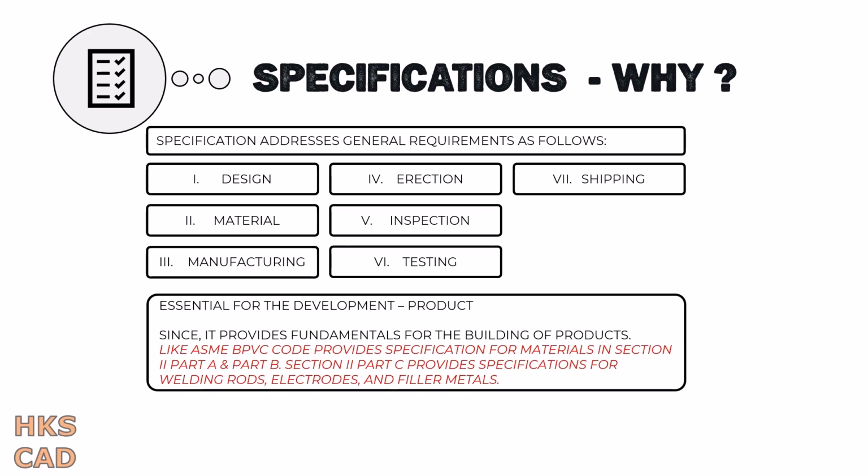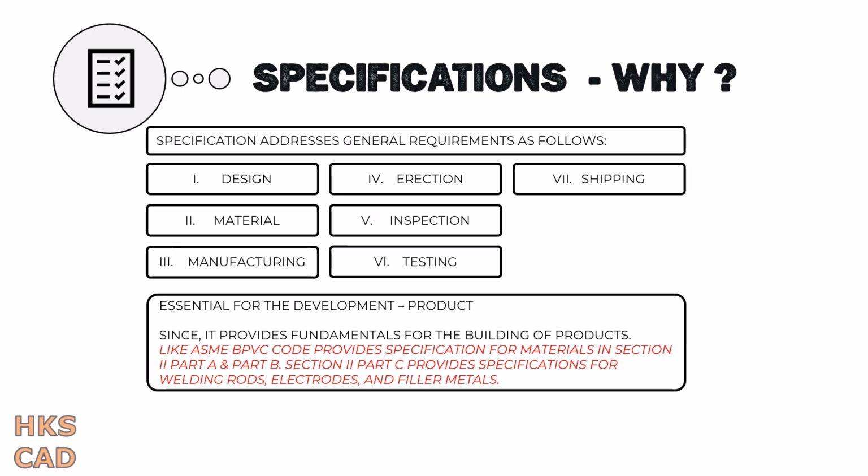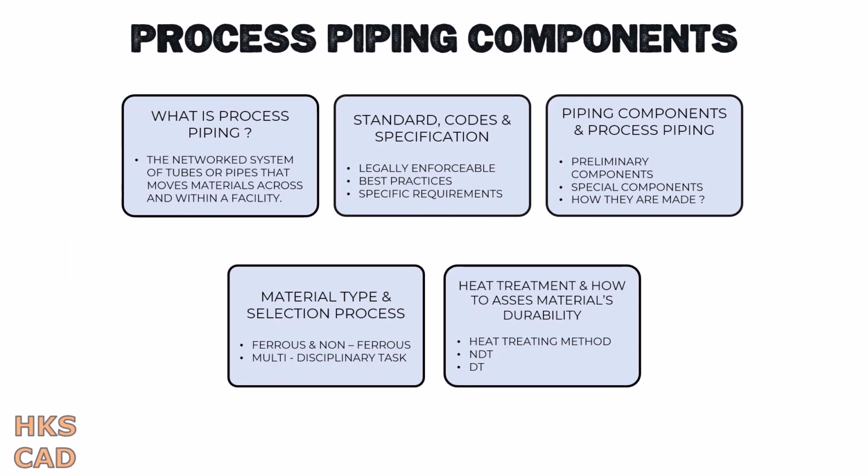Like ASME, the BPVC code provides specifications for materials in Section 2 Part A and Part B. Section 2 Part C provides specifications for welding rods, electrodes, and filler metals. We'll study process piping components in the upcoming video.